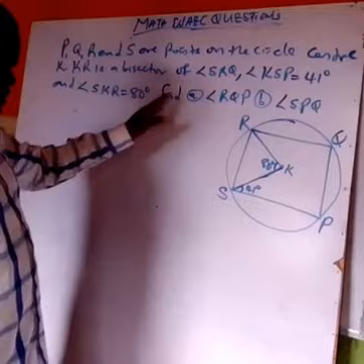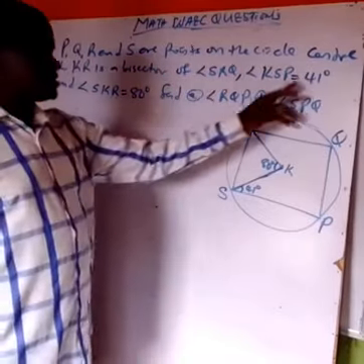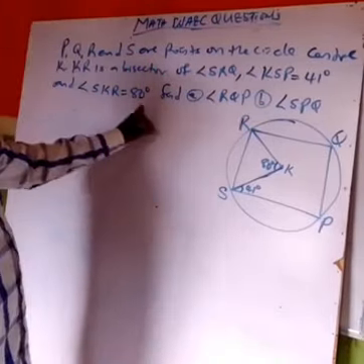This question. You are told PQR is a point on the circle center K, and KR is a bisector of the angle. This is equal to this, and this is this. So you have to find angle Q and angle P. That is angle RQP, this place, and angle SPQ, this place.